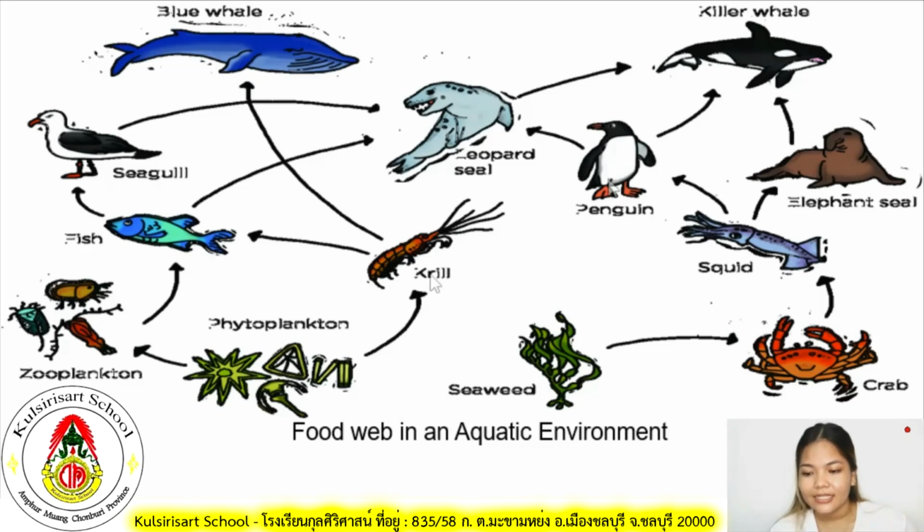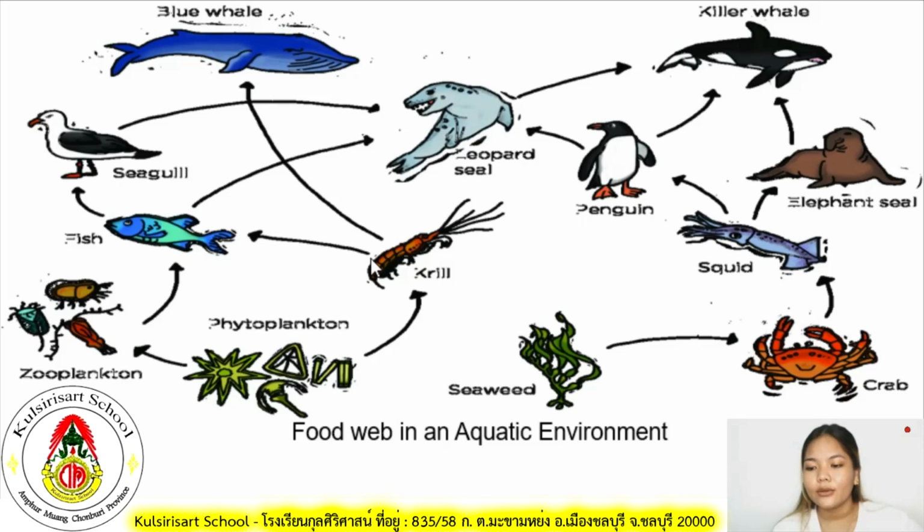And lastly, we have a phytoplankton, which is eaten by a zooplankton, which is eaten by a fish, which is eaten by a seagull, which is eaten by a blue whale, which is eaten by a leopard seal, which is eaten by a killer whale. And then we have 5 food chains.